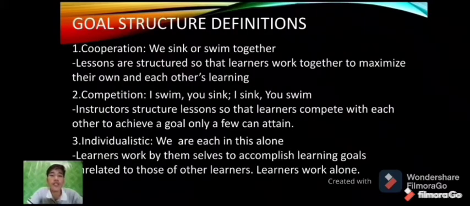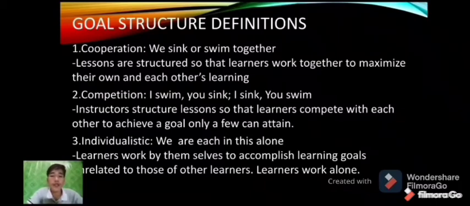Goal structure definitions. Number 1, cooperation. We sink or swim together. Lessons are structured so that learners work together to maximize their own and each other's learning.